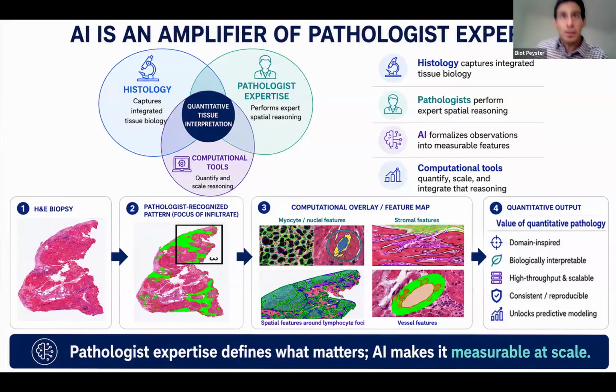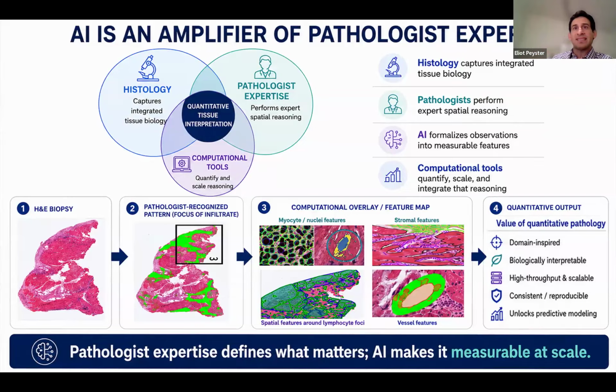Since I know there's mostly pathologists in attendance today, I'm going to address one of the key points here. Computational pathology is often framed as AI tools doing the work of pathologists, but I think that framing misses the mark a bit. When we do it well, the real value of computational pathology is that it turns the art of histology into a quantitative science.